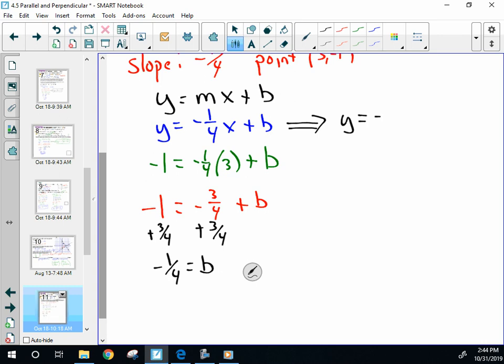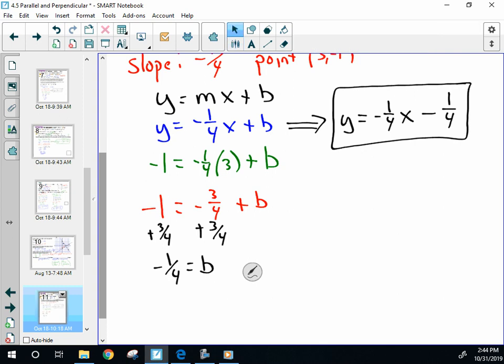Now that I know what b is, I can take my equation. Y equals negative 1/4 x plus, what's the y-intercept? Plus the negative 1/4 or minus 1/4. Coincidence that the slope and y-intercept are the same answer.